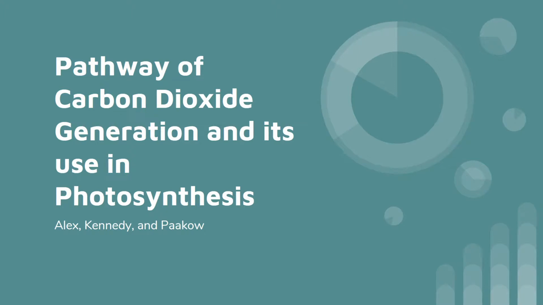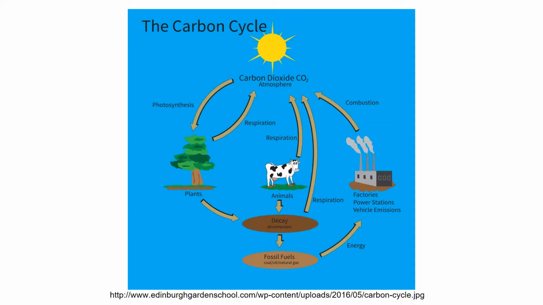Hi everyone. Today myself, Kennedy, and Pacow will be talking to you about an aspect of metabolism that's involved in several processes of plants and animals, and that is carbon dioxide. We'll be informing you guys about how carbon dioxide is generated in the Krebs cycle in animals and how it's released from the body, which is then used in photosynthesis for the metabolism of plants, algae, and cyanobacteria.